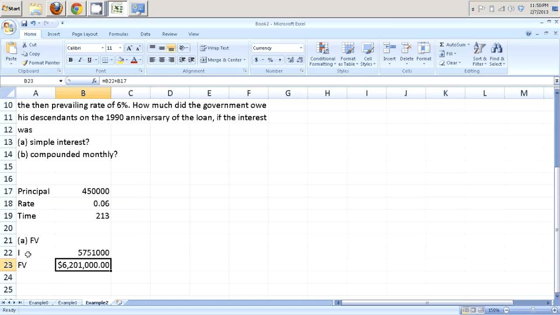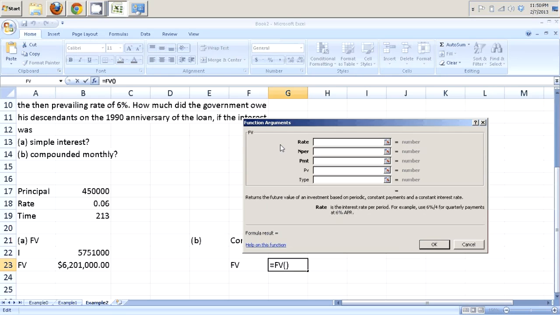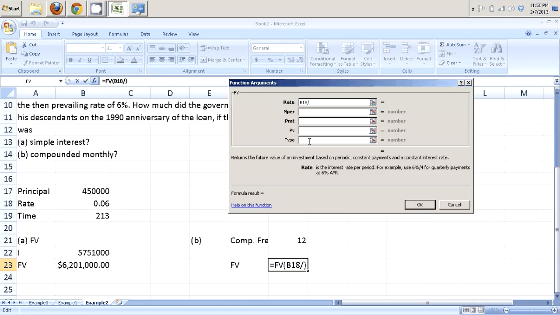Now, Part B asks the question, what if it's compounded monthly? So the compounding frequency is 12. All right, well, let's compute the future value. We're going to do our function here. Over here, we do function, future value, so the rate is 0.06 divided by the compounding frequency. The number of periods is the number of times per year times 213 years. So think about it, that's 2,556 compounding periods. That's a lot.